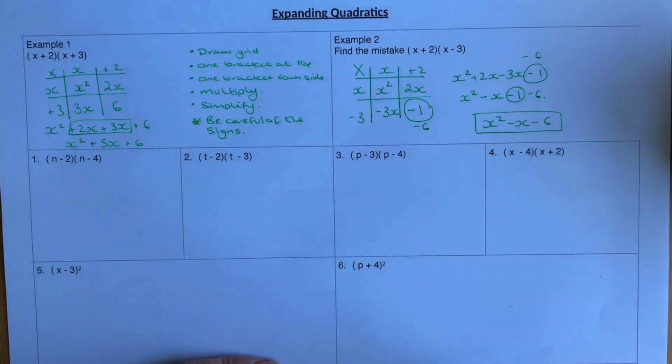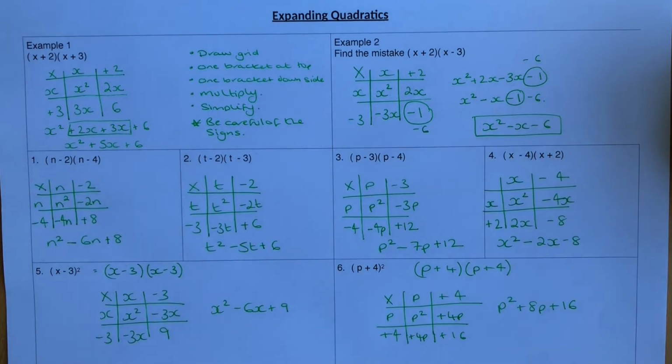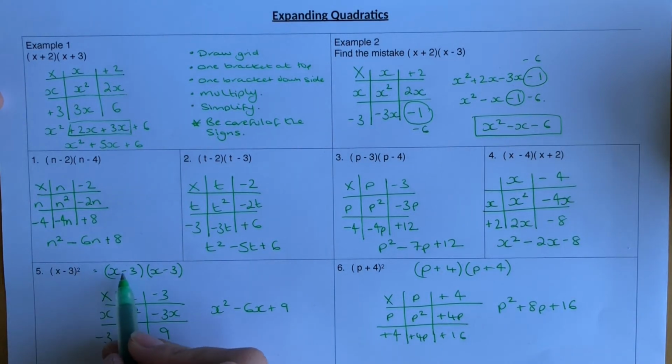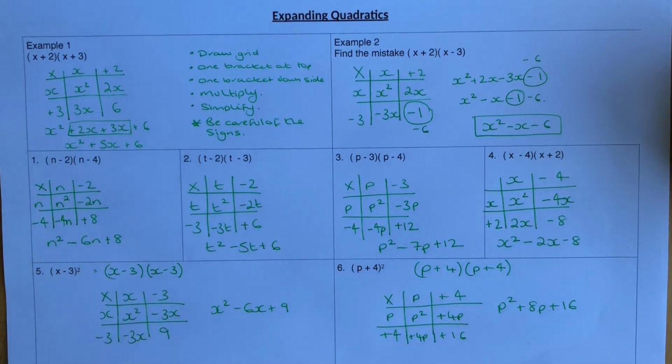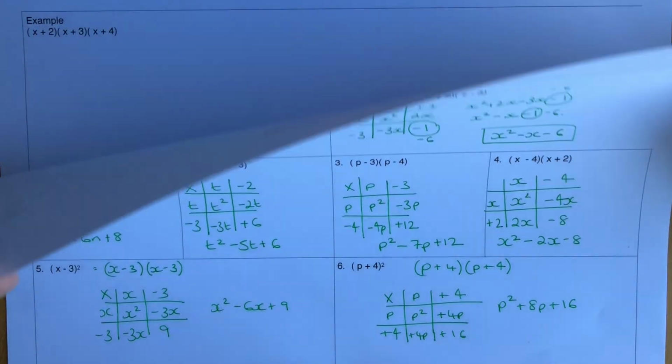Okay, right, you've got 6 questions there. Press pause, have a go, and then we will go through them. Okay, there's your answers. Hopefully you've not got caught out with any of the signs there. And just remember, when you've got a square here, it means you're times in the bracket by itself. So rewrite it and then draw your grid. Good job. Right, moving on then.